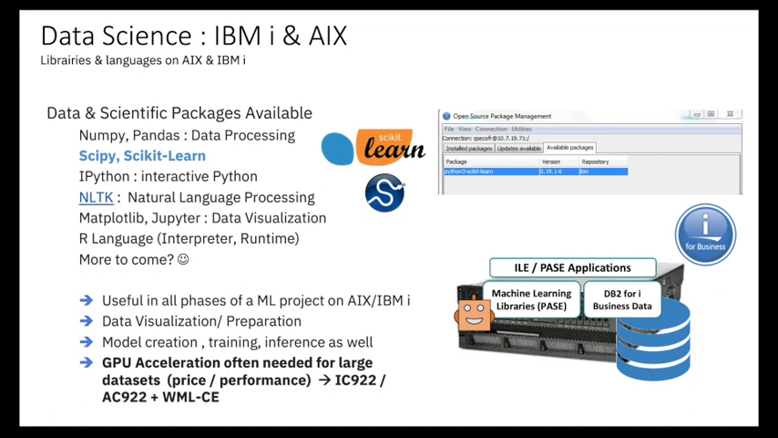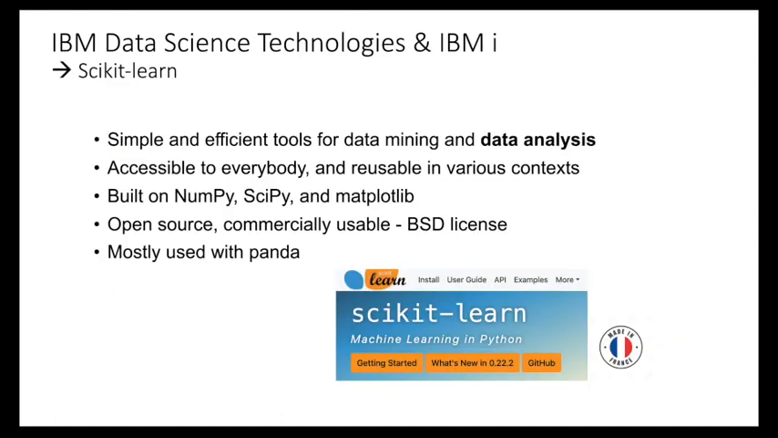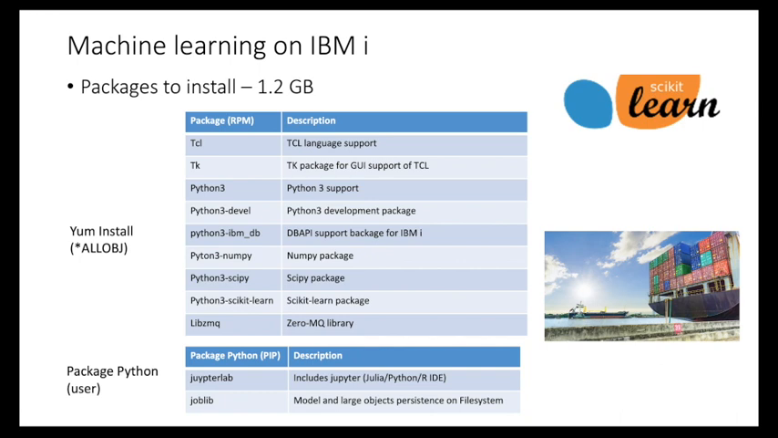But you can also use all this machine learning for model creation, training, and inference in production as well. In that particular demo, we're going to use Scikit-learn, which is the best of breed library to build machine learning models based on Python. This is what you need to get started with machine learning on IBM i. A few packages, a few minutes to install all this using a yum install.